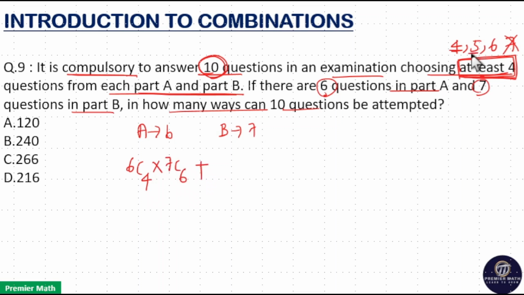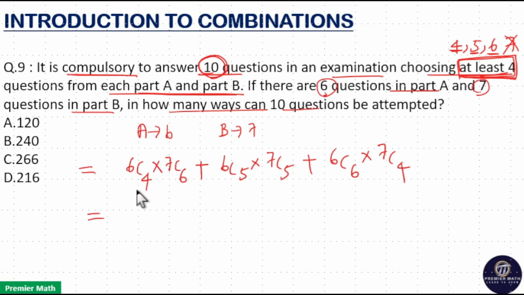Or you can choose 5 questions from part A. 5 questions from part A means 6C5 ways. If you attend 5 questions, the remaining 5 from part B in 7C5 ways. Or you can choose 6 questions from part A, that is in 6C6 ways. So with 6 questions attended, the remaining 4 questions from part B in 7C4 ways. Now this is your answer.